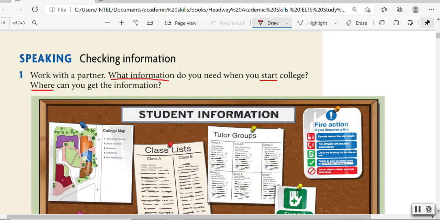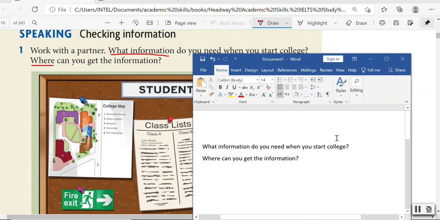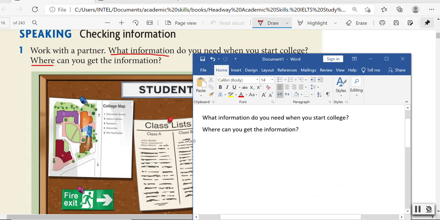Tell me. Okay, I'll write down: What information do you need when you start college? Or where can you get the information? Maybe some student said I will ask my friend. Ask my friend. Or ask a teacher. Asking another student. Ask another student. Or you can check students.